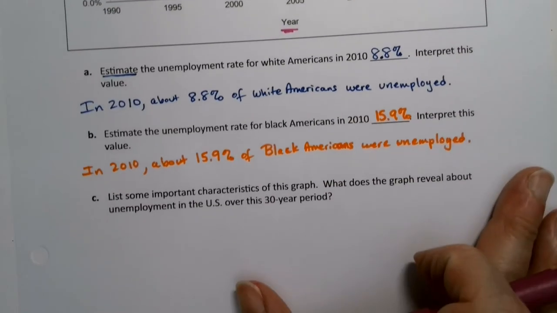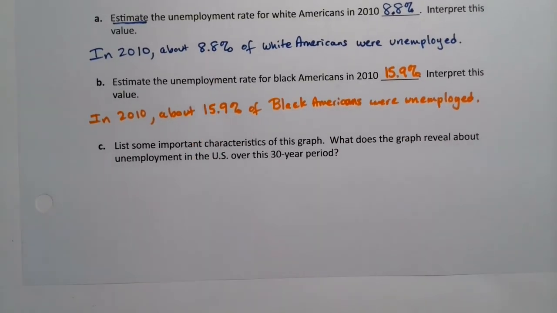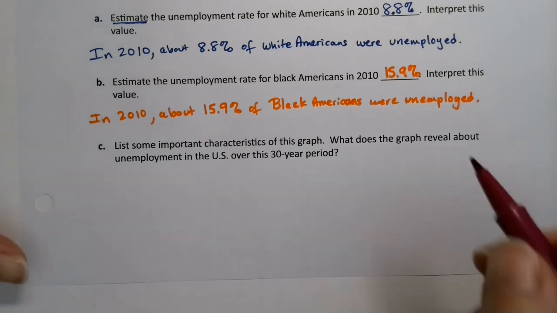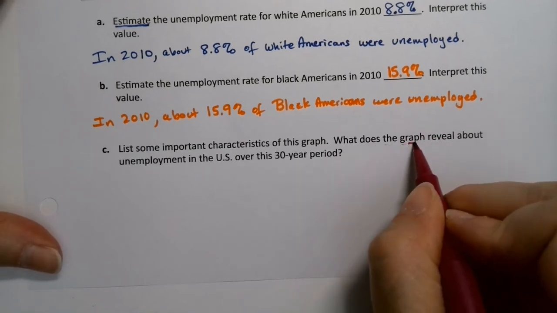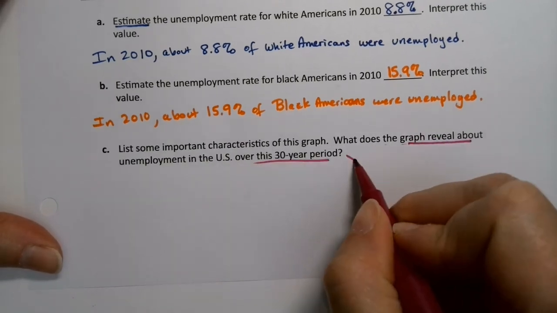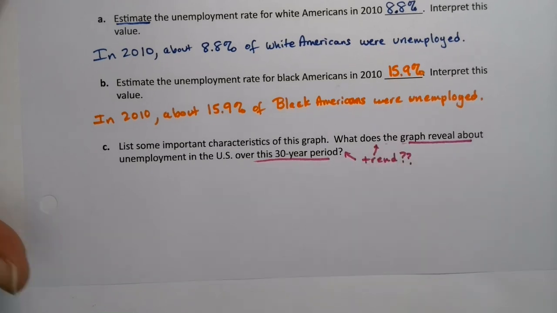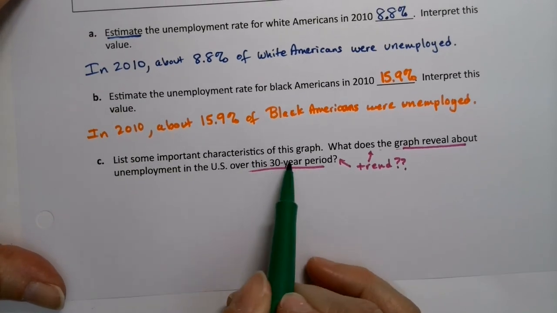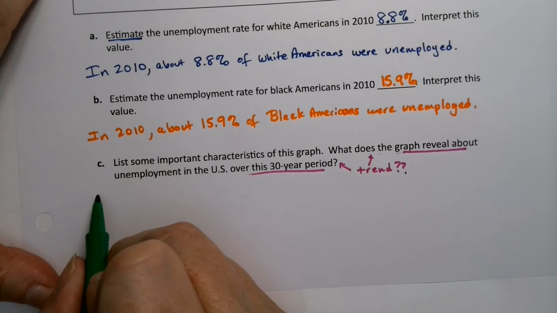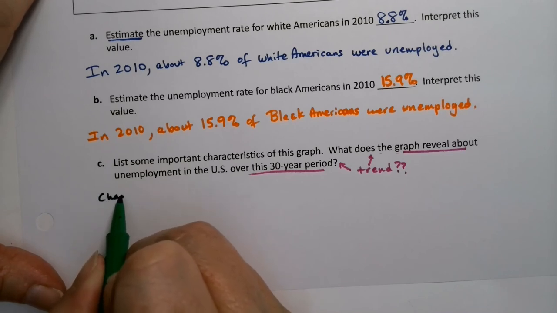So if I go down here, we've got our interpretations. List some important characteristics of this graph. What does the graph reveal about unemployment in the U.S. over this 30-year period? So they're talking about trends right here, right? So that's what that's asking about. Right? Is there a trend? What do we see when we look at the graph? Well, I'm not an economist, so there are a lot of important characteristics that I could see. So let's just start with that. Some characteristics, some important characteristics.